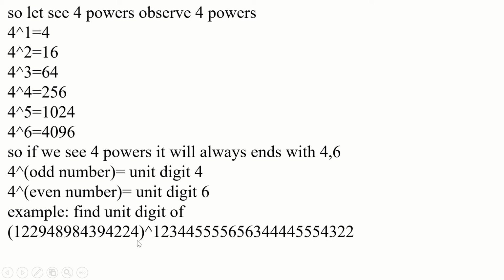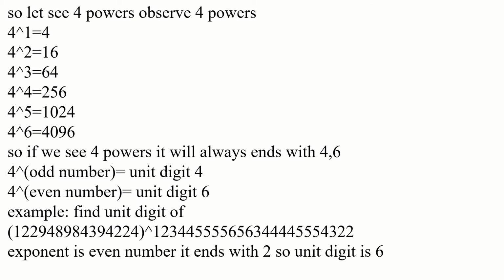If you see this problem, here the unit digit is 4. It has a very big number, but you don't have to bother about that. You have to check whether this is an even number or odd number. This is an even number because it ends with 2. So 4 power even number has a unit digit of 6. This is very simple.